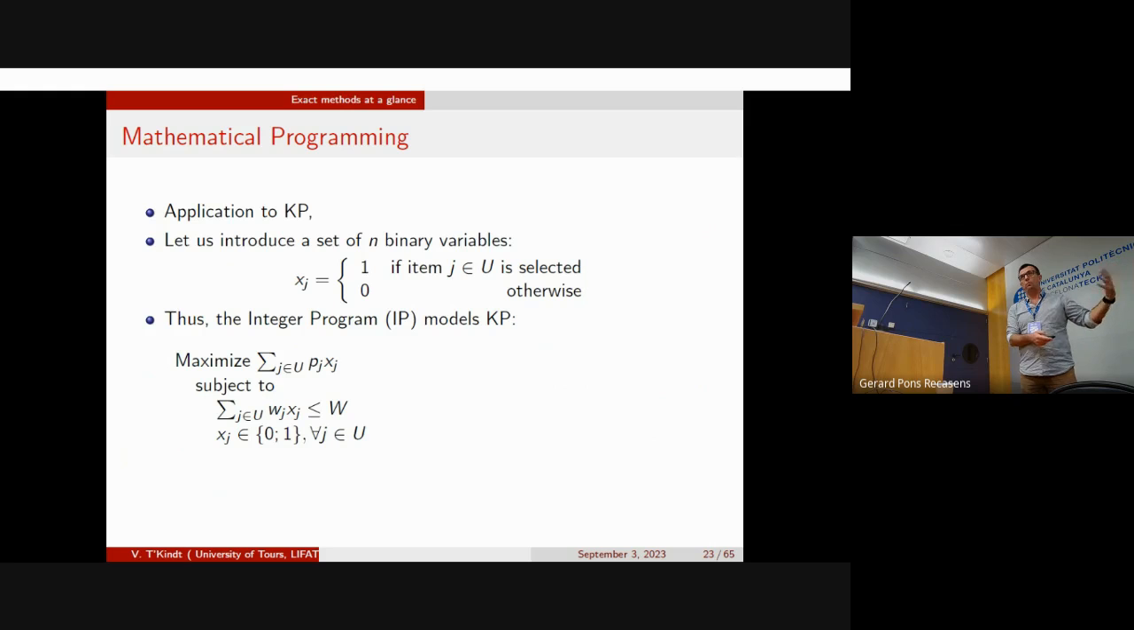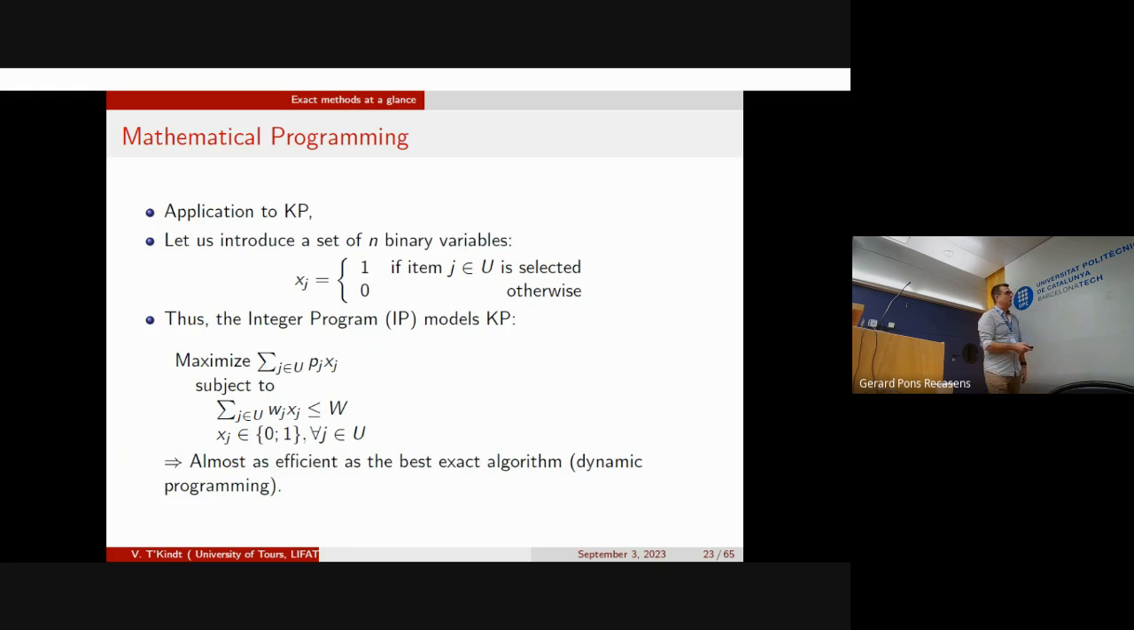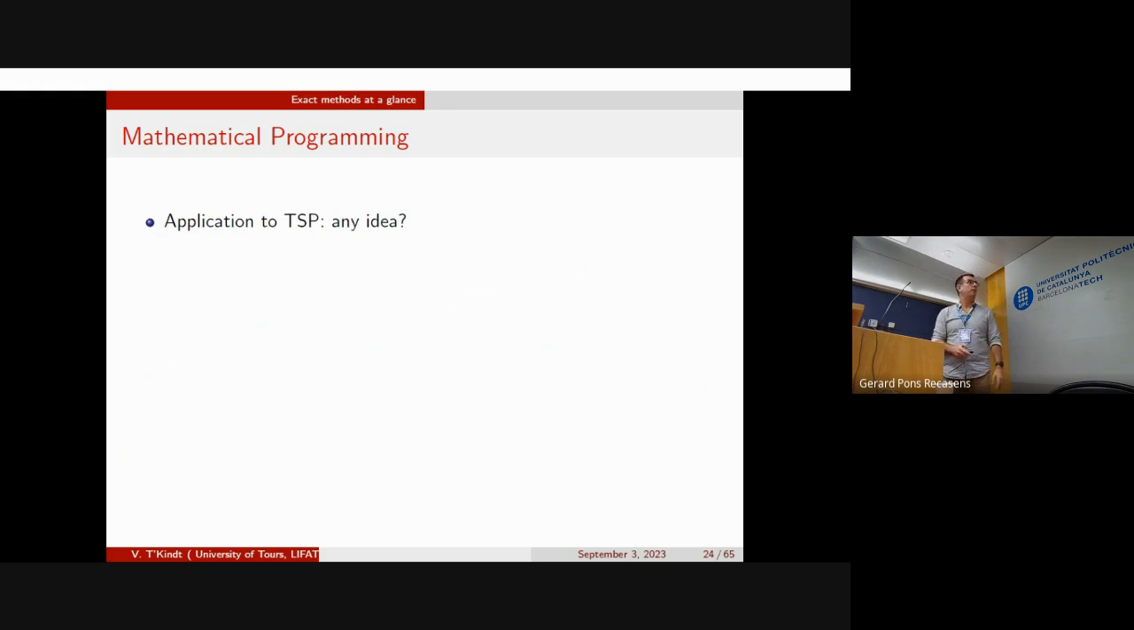So that's pretty cool when you have a problem to solve. And this IP, this integer program, is almost as efficient as the best exact algorithm that we talked about, which is based on dynamic programming. So this is really easy to solve.